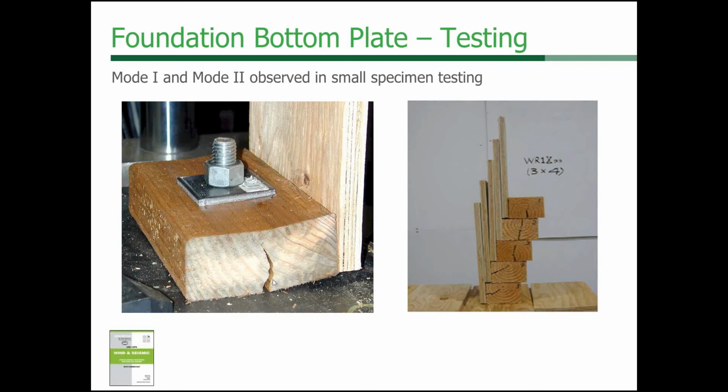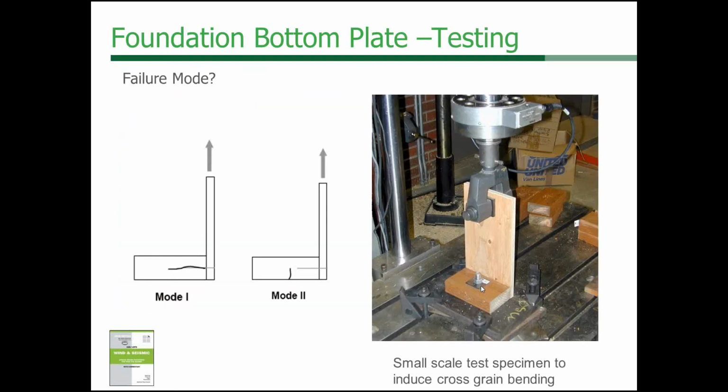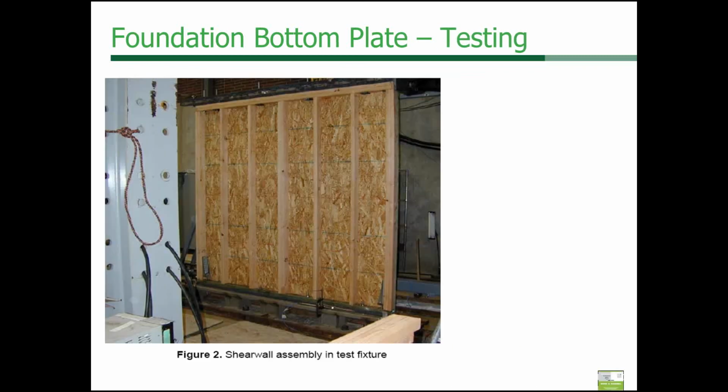Now the challenge is that this vertical failure here could be calculated. We can calculate and have calculations to determine when this would occur. However, this horizontal crack in the wood could not be calculated. So this then required more testing. So they tested for this mode 1 and mode 2 to determine how to prevent this from happening.